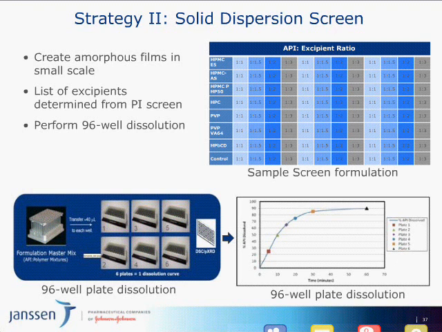Once we have made these combinations in a block, what you see here, we call this the master mix block. We're going to transfer and make film casting plates. Here there are 6, but we can also go to 9 plates. And we will perform dissolution on these films. Each plate represents a time point in our dissolution curve. So at the end, we will have 96 different formulations coming from one block, and we will have 96 different dissolution plots.